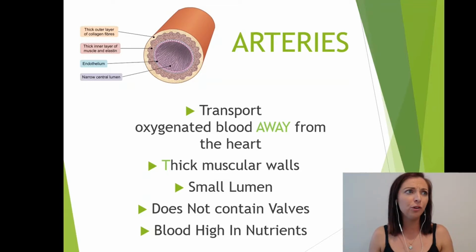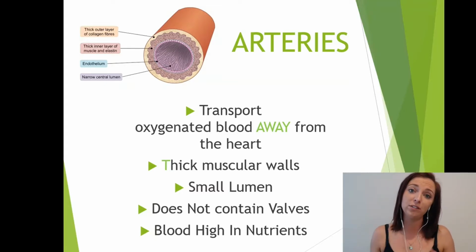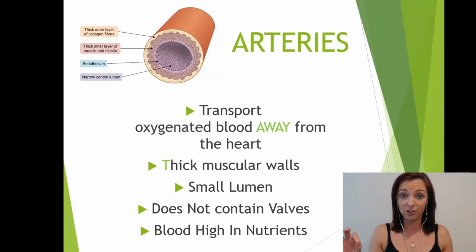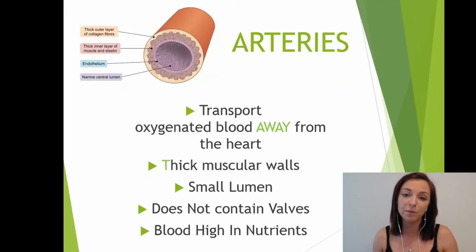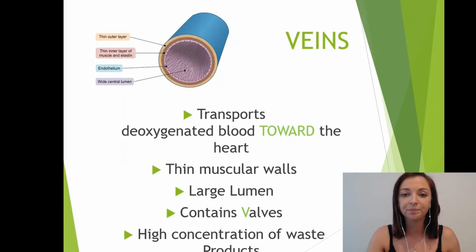So easy. If we know that, then what do you think veins do? We already know it carries blood back to the heart. So what type of blood does it carry? Deoxygenated blood. Arteries have a thick muscular wall and a small lumen. We already discussed this. They do not contain valves. We also saw that. And it's blood high in nutrients because it's high in oxygen because it's oxygenated.